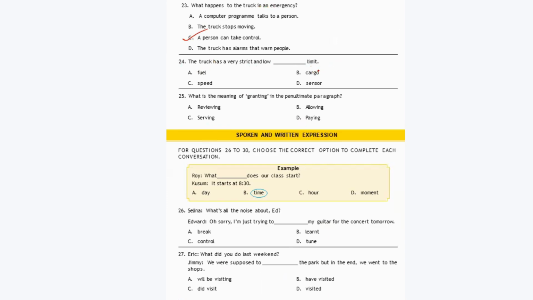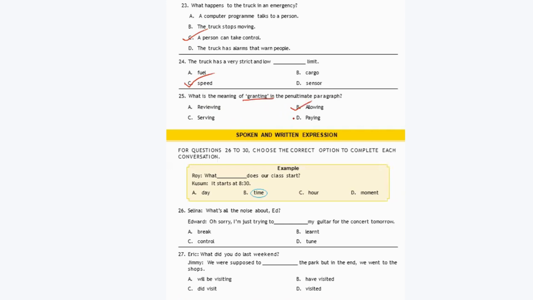Okay, the limitation is for speed. So it has a strict and low speed limit. It's option C. What is the meaning of granting in the penultimate paragraph? Here granting means allowing. So it's option B.